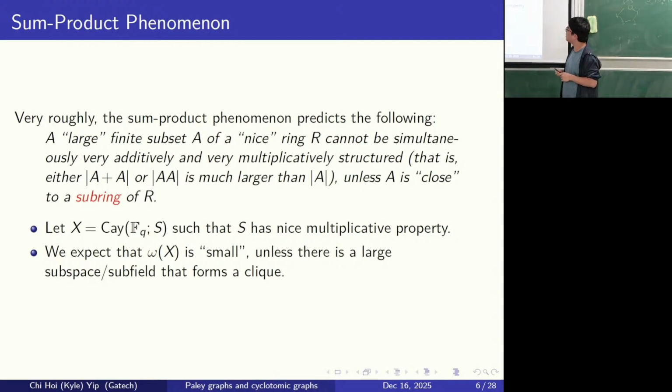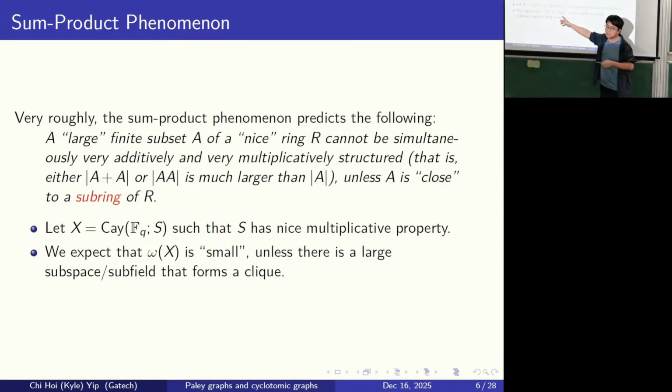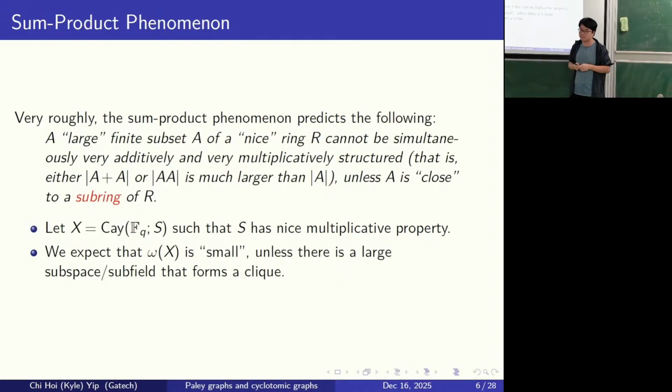In our case, because we are working in a finite field, we have both addition and multiplication. So in this case, the subring could mean a subfield, but sometimes it could also mean a subspace. That means that typically we would expect the clique number to be very small, unless we know that we have some obvious clique which comes from either a subfield or a subspace. Okay, so that's the motivating idea for this kind of clique number question.